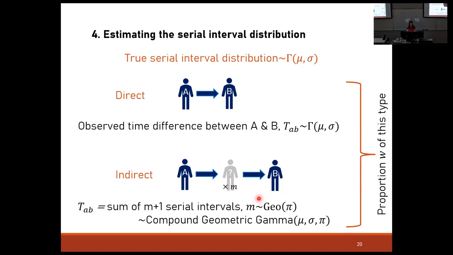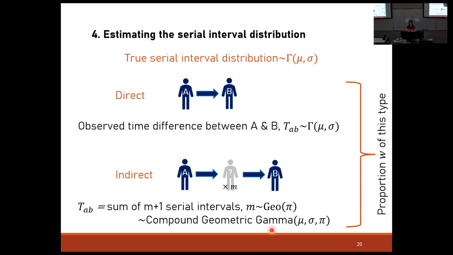And so we add a kind of hyperparameter for that, where we say that m must be geometric with some rate pi, where pi is kind of a sampling rate, something like the proportion of cases that we're finding. And it turns out that the sum of gammas is gamma. And if you take into account this geometric hyperparameter, then the distribution of the observed time we see between A and B is a compound geometric gamma distribution, which has a nice form we can write down.